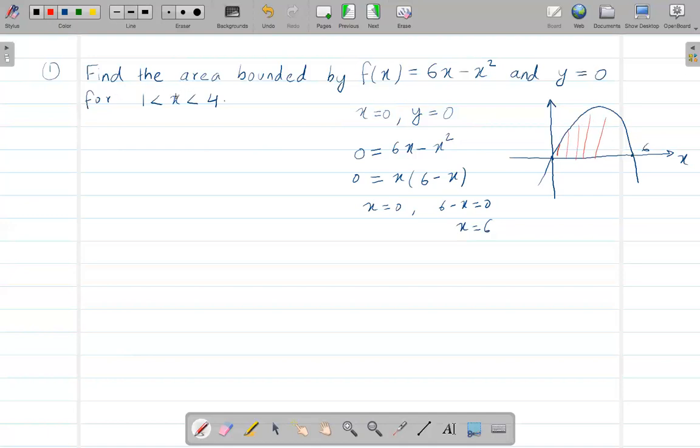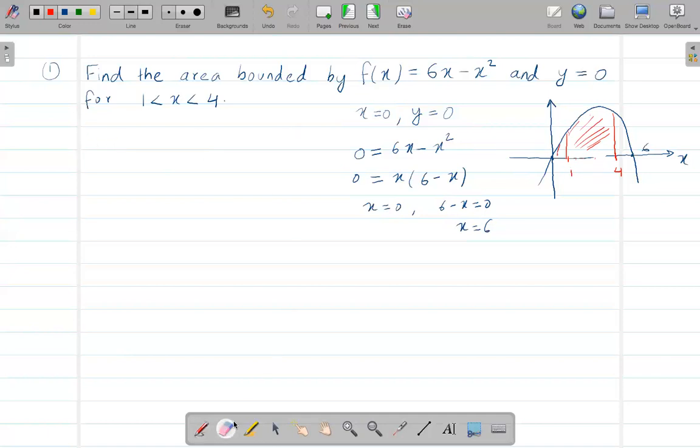Well, sorry, this is not the whole thing. It should be from 1 to 4. So 6 is here, so 4 should be somewhere down here, and 0 is here, so 1 should be somewhere down here. So it should be the area of this region between this interval, right?